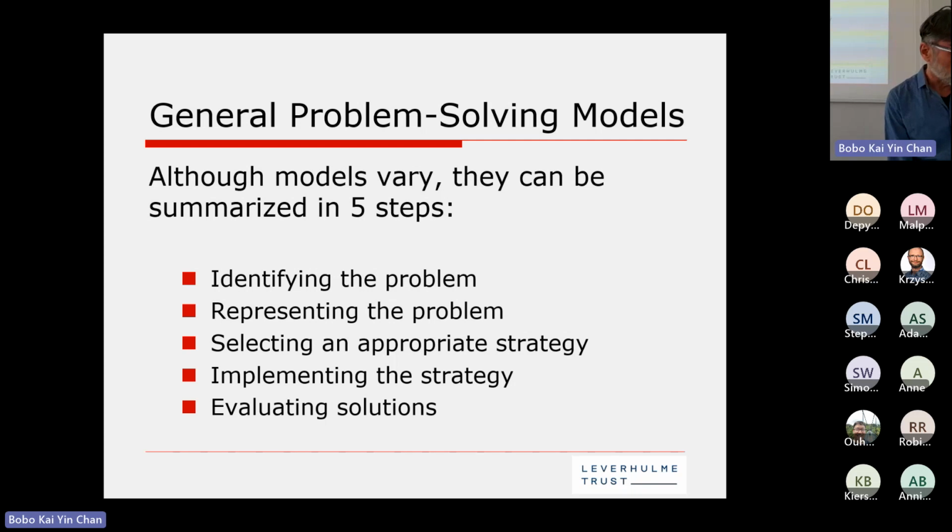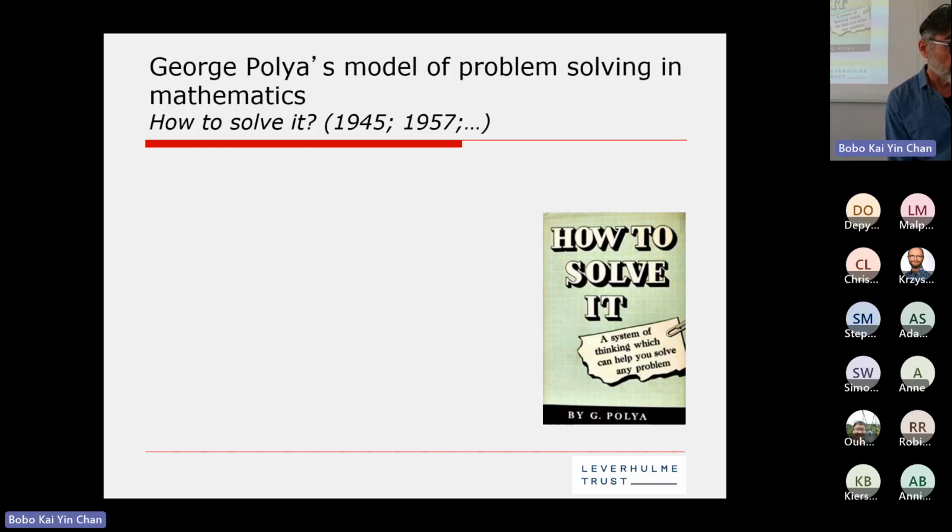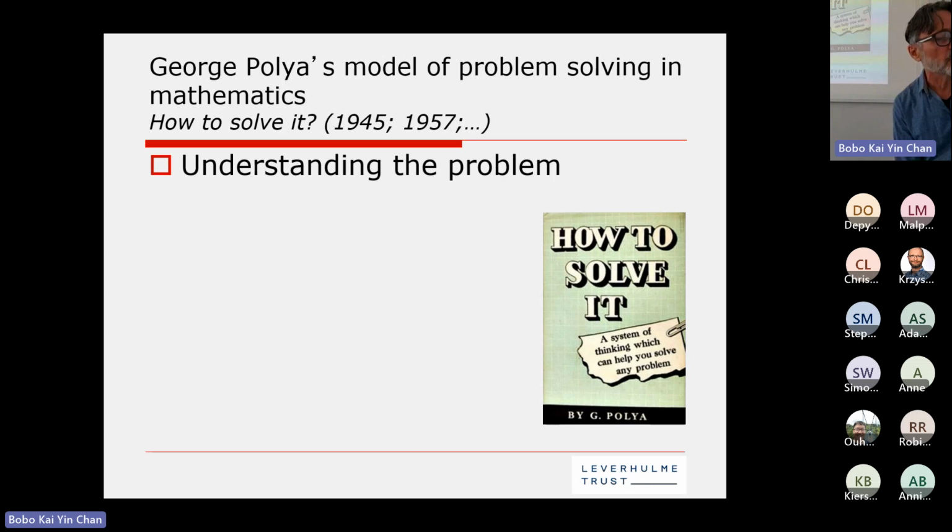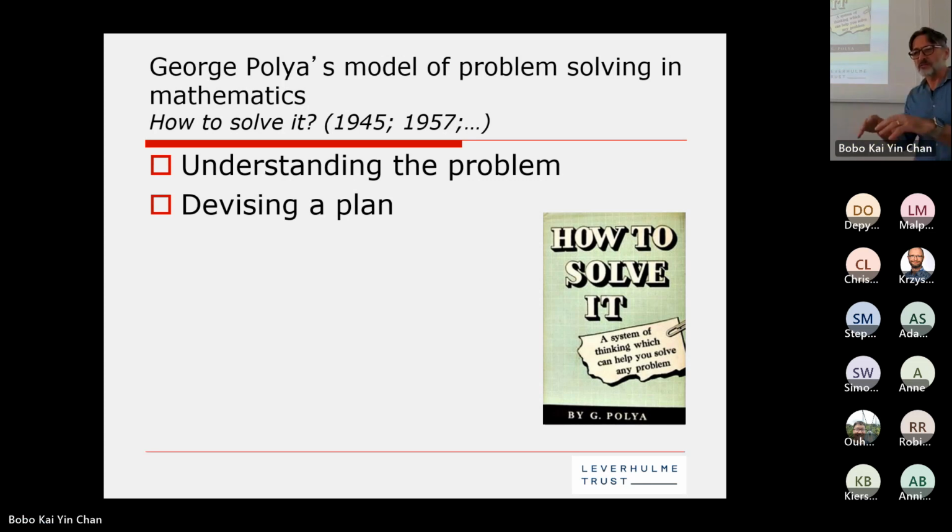One example of these general problem solving models in mathematics was very popular at some stage, and actually still popular. It's George Polya's model of problem solving in mathematics. That's the book How to Solve It, first published in 1945 and then republished many times in second and following editions. Again, it pretty much repeats those 5 steps that I described on the previous screen.